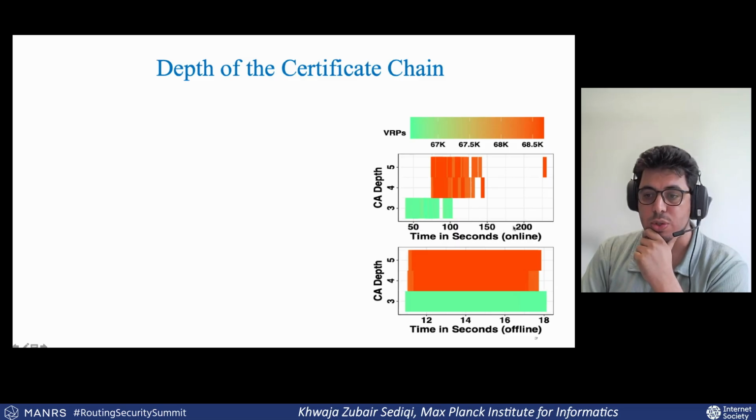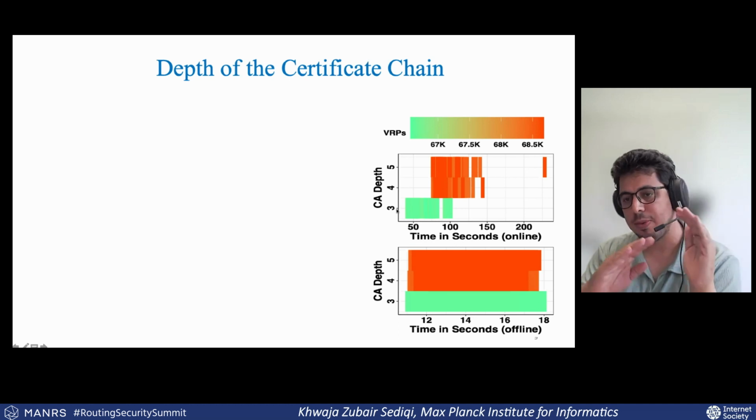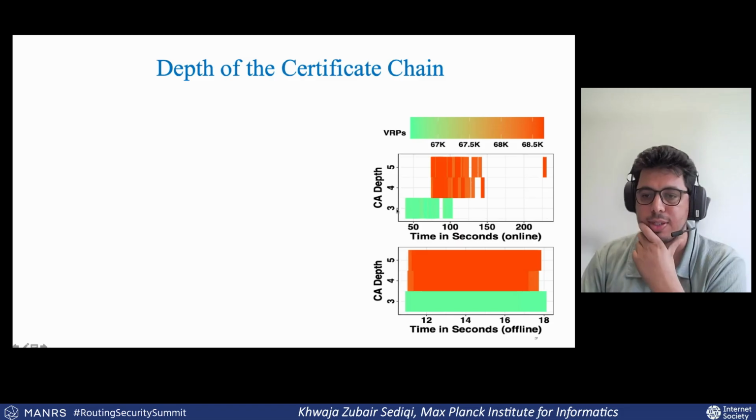So on the x-axis, we show the time it takes. And on the y-axis, we show how deep you go in the certificate chain, like from the main repository. If you go down, how does it affect? And the colors here show the number of VRPs shown in the top legend.